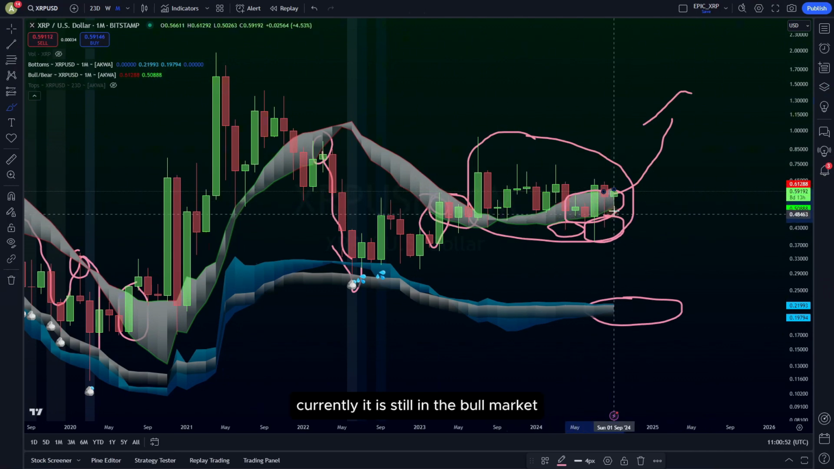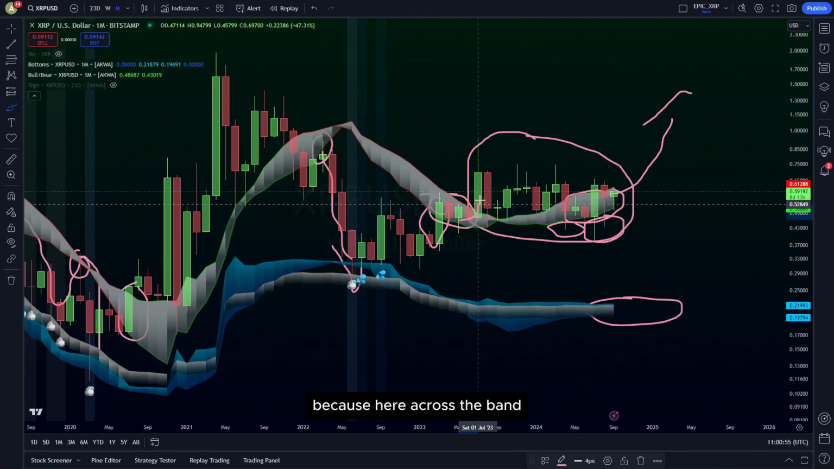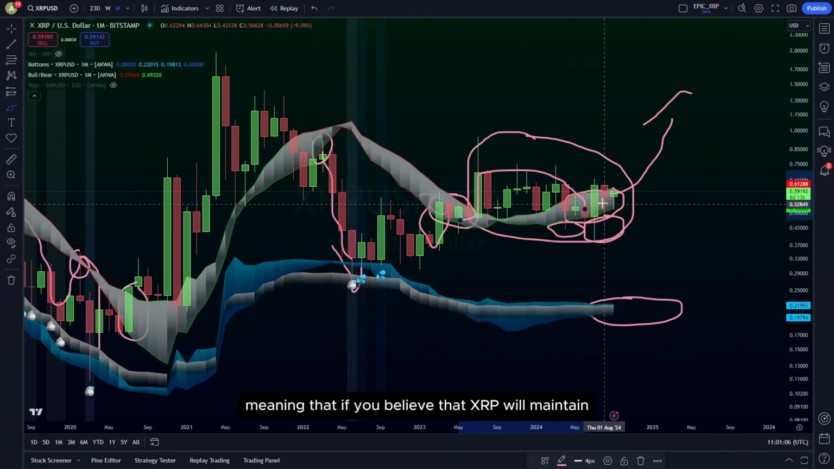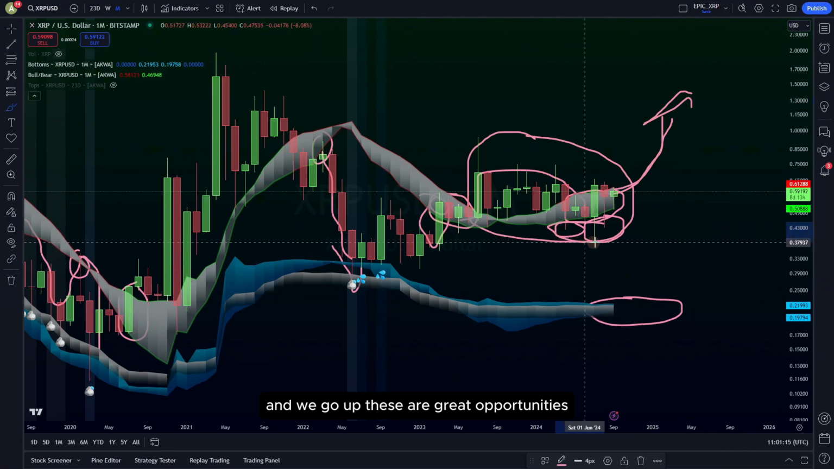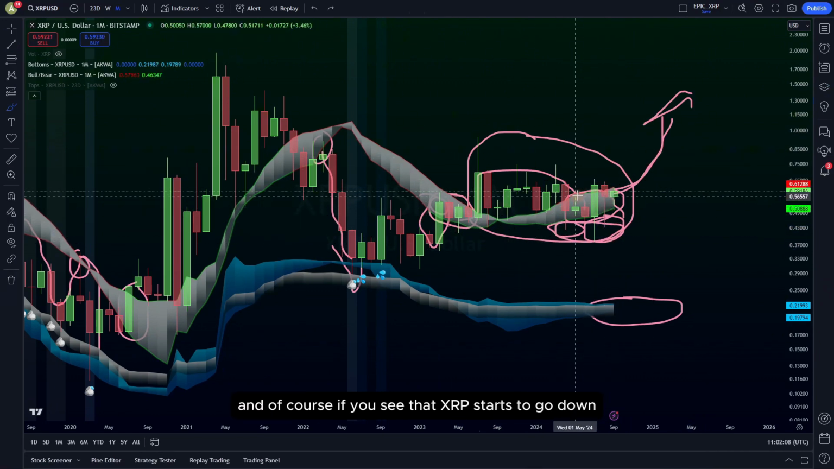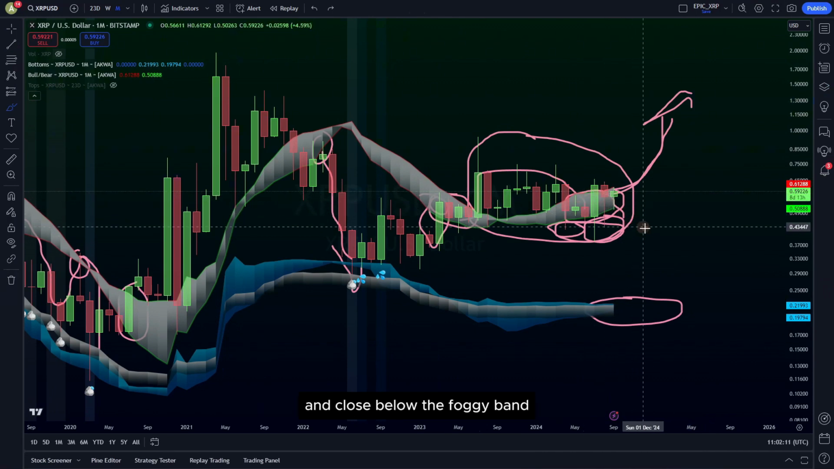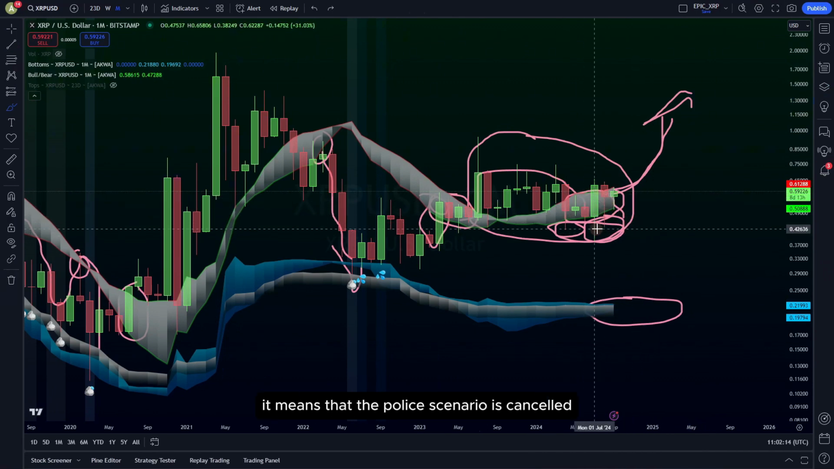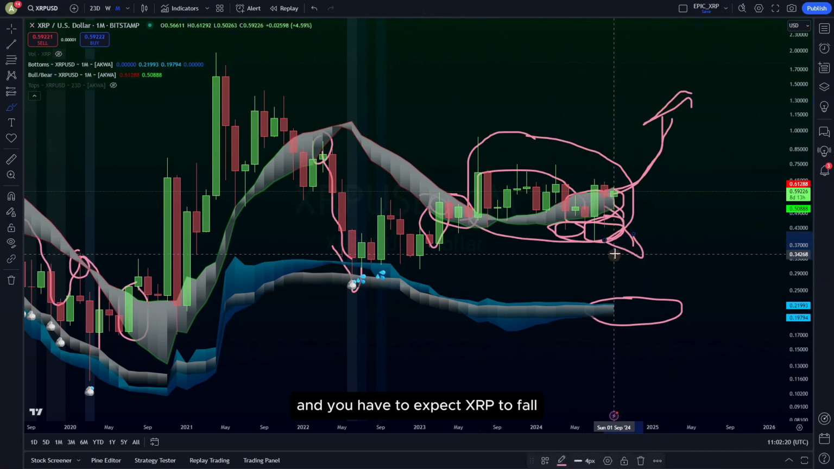Currently, it is still in a bull market because here we crossed the band and we didn't go below it. But at least you have a scenario, meaning that if you believe that XRP will maintain the level above the foggy band and will go up, these are great opportunities when we pierce the foggy band. And of course, if you see that XRP starts to go down and close below the foggy band, it means that the bullish scenario is cancelled and you have to expect XRP to fall until reaching this price.